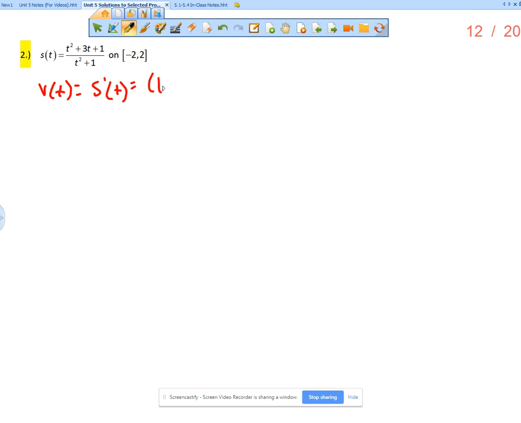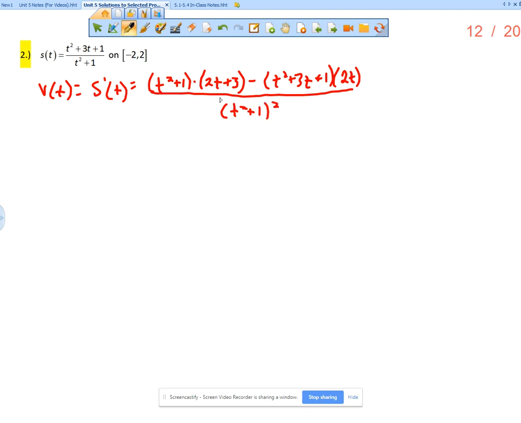So I'm going to take the denominator, t squared plus 1, times the derivative of the numerator. The derivative of t squared plus 3t plus 1 is the quantity 2t plus 3. Make sure you use parentheses so that you remember to distribute correctly. Then minus the numerator, t squared plus 3t plus 1, times the derivative of the denominator, which would just be 2t, all divided by the denominator, t squared plus 1 squared.